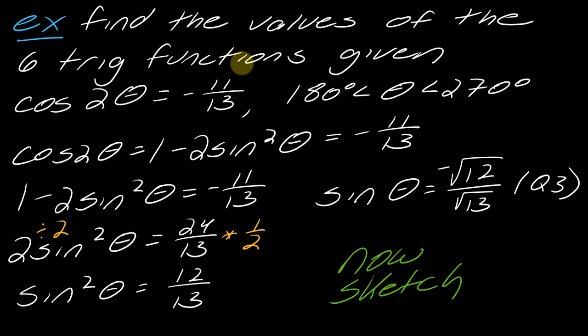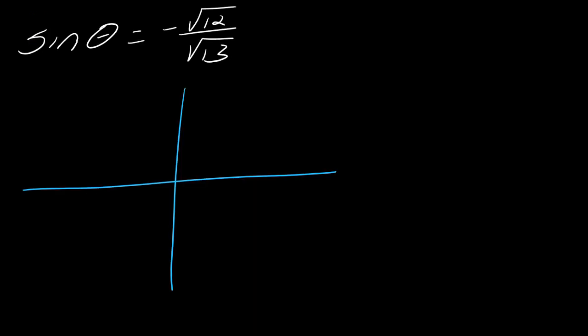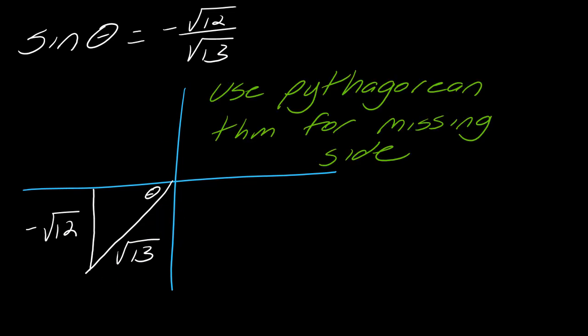Okay, so now that we have this, because I have to find the 6 trig functions, I think the easiest thing to do in this case would be to have a sketch, because then I can kind of just read off the values. So here I've got sine theta equals negative square root of 12 over 13. And like I said, we know that our theta falls into this third quadrant, so I can go ahead and draw a line here. And so here's going to be my theta. Sine of theta is opposite over hypotenuse. So here's my opposite side, here's my hypotenuse side. And then you know how this works. You can use the Pythagorean theorem to solve for the missing side.